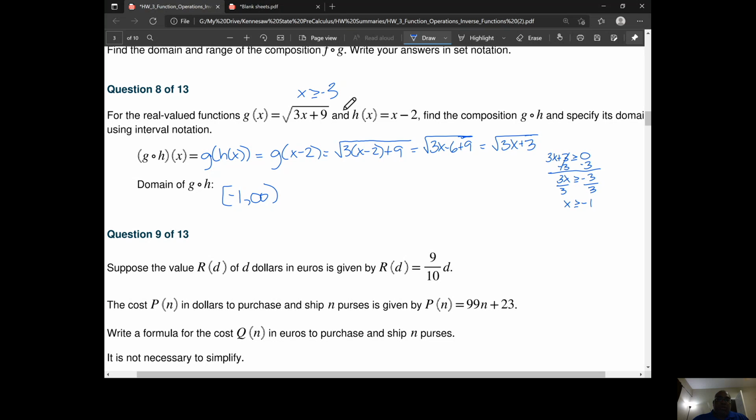I hope that was helpful. This domain is stricter, less restrictive than this domain, so this becomes the domain. Let's continue.